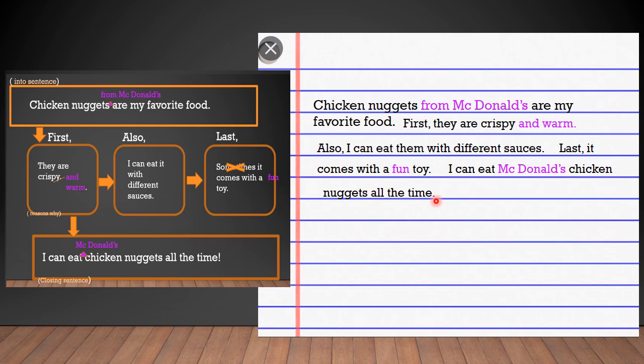I like my paragraph. It's all about chicken nuggets. It answers my question, what's my favorite food and why? So I am now done. I can go back, rewrite this nice and neat on final draft paper.